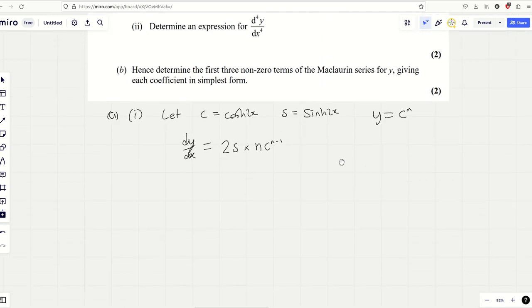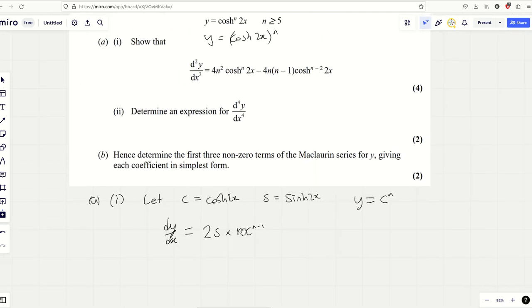What might be nice to do is to introduce y in this so that you can make the differentiation a bit easier. I think it becomes easier if you use implicit differentiation, because y is cosh 2x to the n. Rather than writing cosh 2x to the n minus 1, cosh 2x to the n divided by cosh 2x gives cosh 2x to the n minus 1. So I could write this as y over cosh 2x, or even better, I could just multiply by cosh 2x on both sides. But I'm writing down C for cosh 2x in an effort to save my sanity.